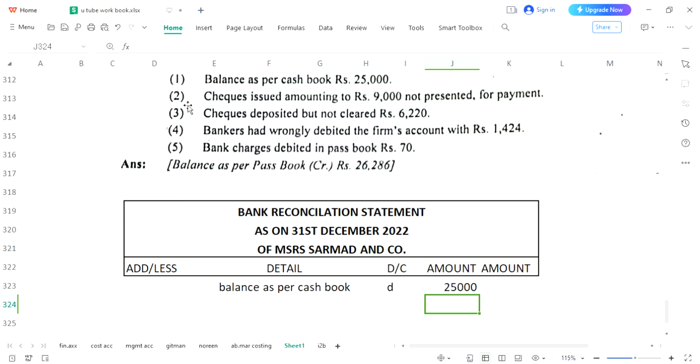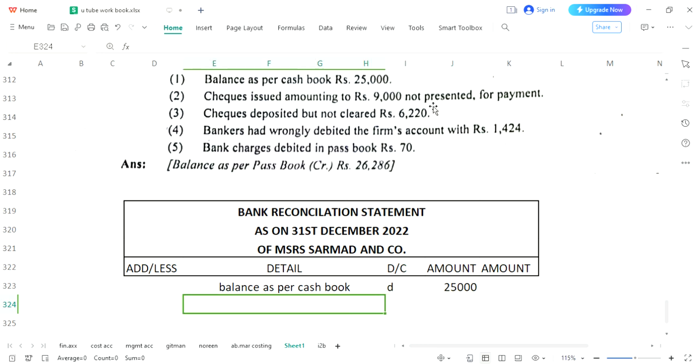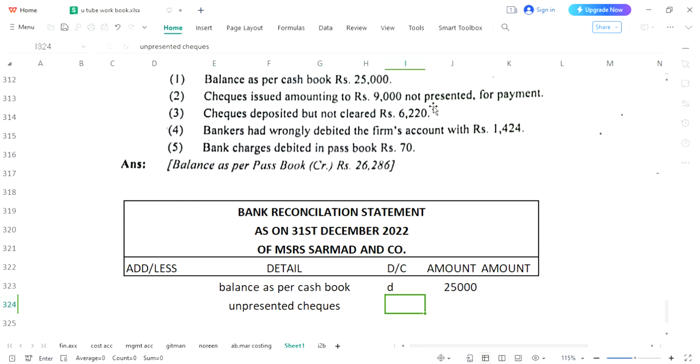Now the second entry is what? Checks issued. As you know, in checks issued we do search for unpresented checks, and the rule says, look at this, checks issued 9,000 not presented, unpresented. Rule says these should be debited, so you will write over here unpresented checks. Again, it was debit, so you will mention debit. How much amount? 9,000. Just put the amount 9,000.